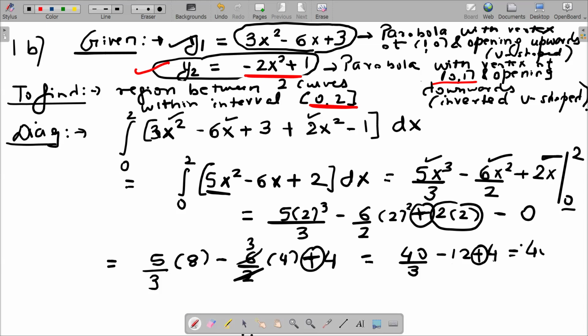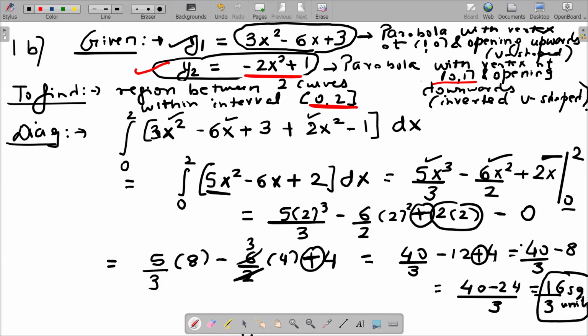40 by 3 minus 8, which is going to be 40 minus 24 by 3. My answer is 16 by 3 square units. This is my answer for the area between the two. 16 by 3 square units is the area between the two curves y1 and y2.